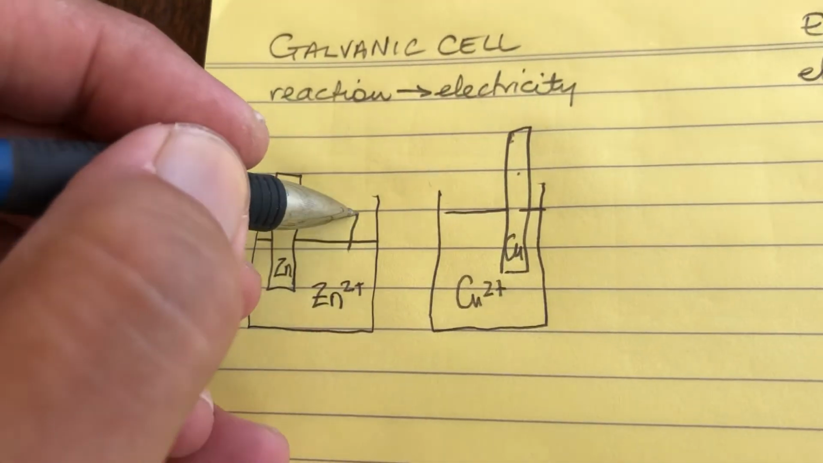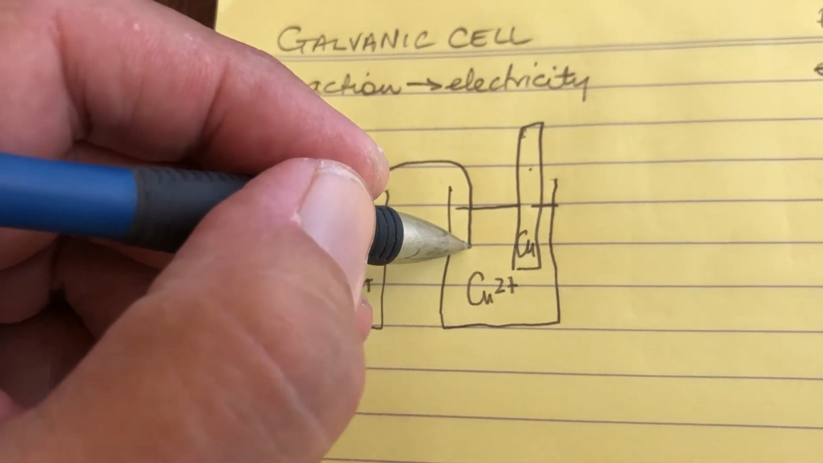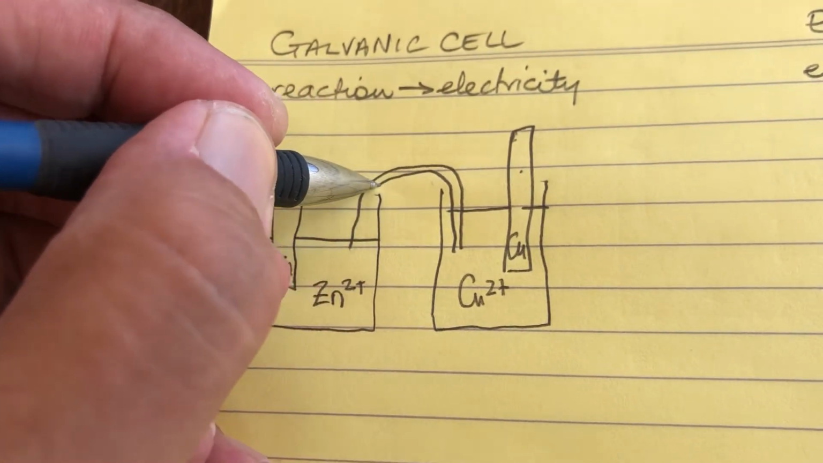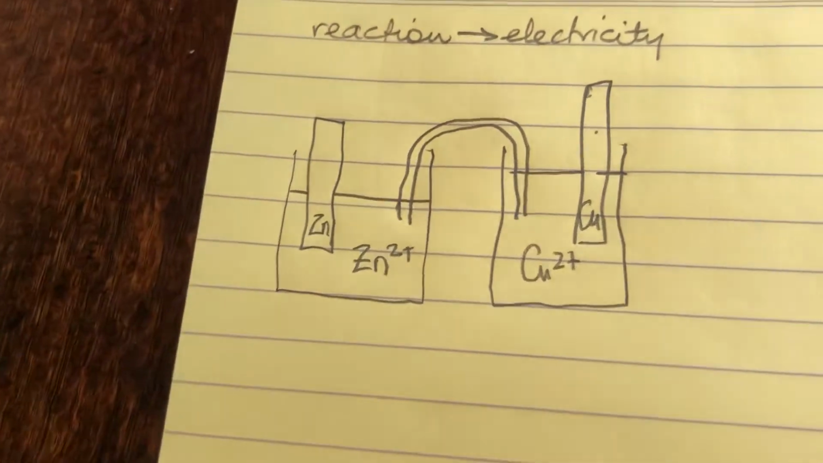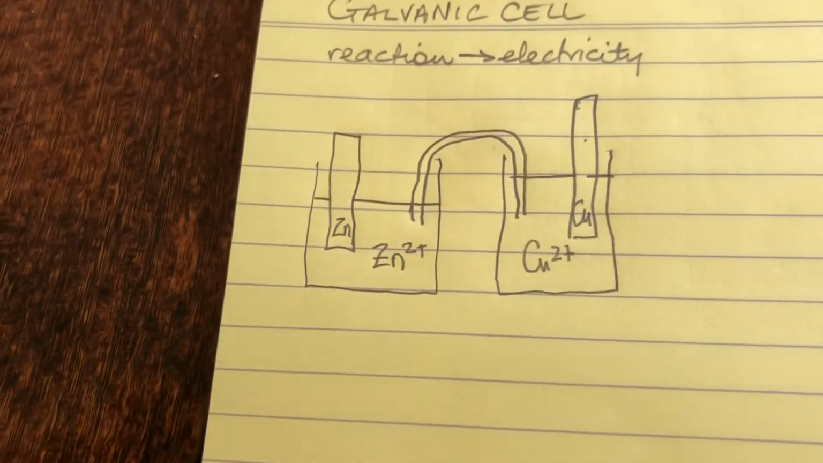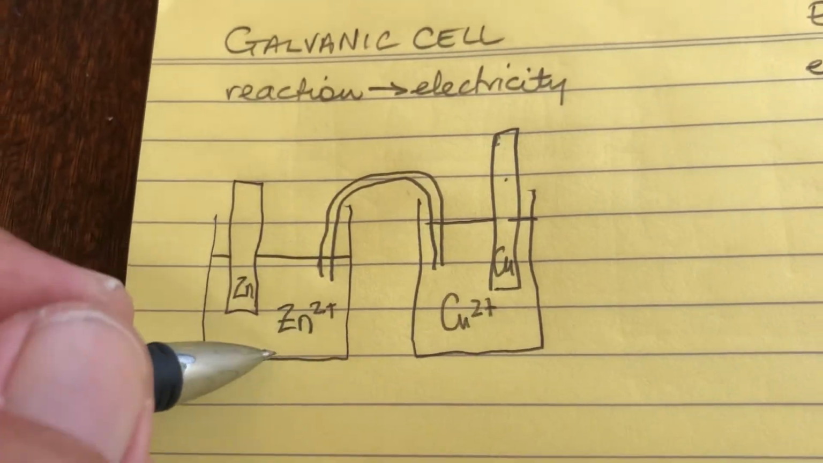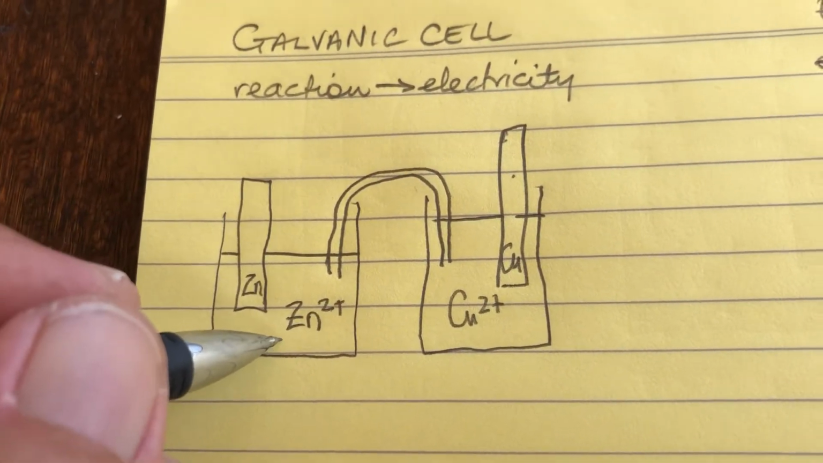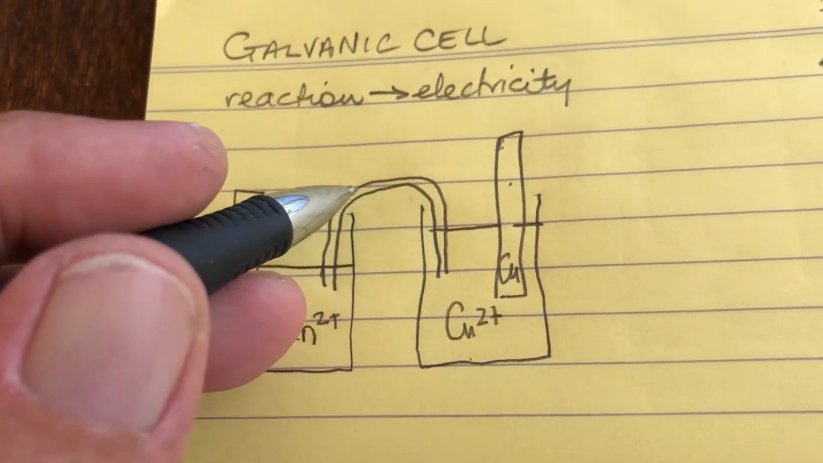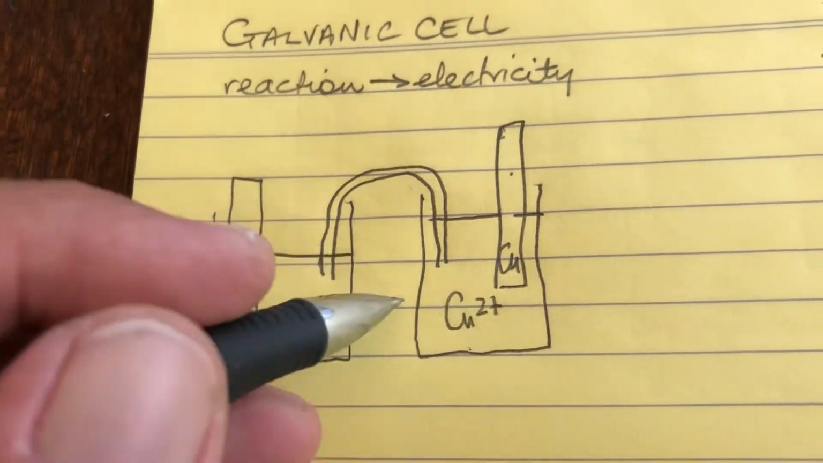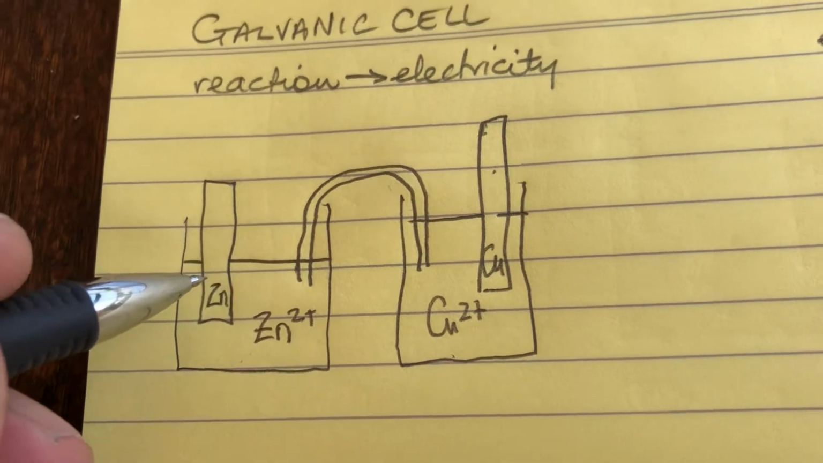Now we link the two half cells with a salt bridge. The salt bridge just contains an electrolytic solution, one that won't react with the ions. So this would be, say, zinc nitrate, copper nitrate, and this could be potassium nitrate. It won't react with either substance.